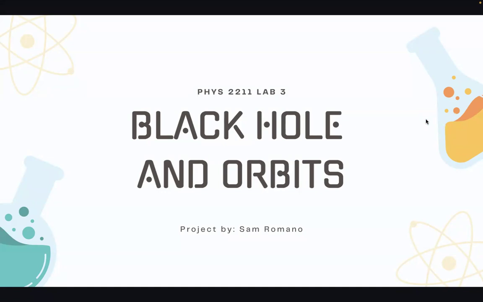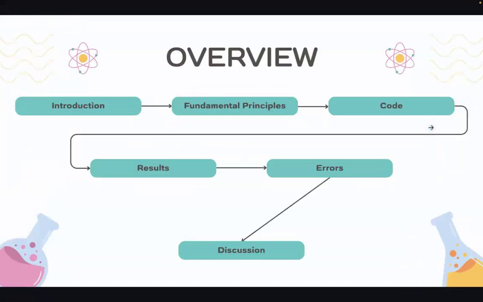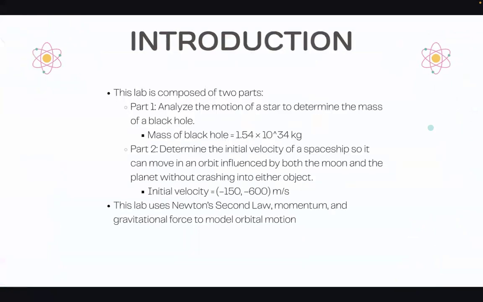Physics 2211 Lab 3 video report on black holes and orbits. And this is a quick overview where I go through the introduction, fundamental principles, code, results, errors, and then talk about the discussion. And this lab had two parts. In part one, I analyzed the motion of a star to determine the mass of the black hole. And in part two, I determined initial velocity for a spaceship so it could move in an orbit influenced by both the moon and the planet without crashing into either object.